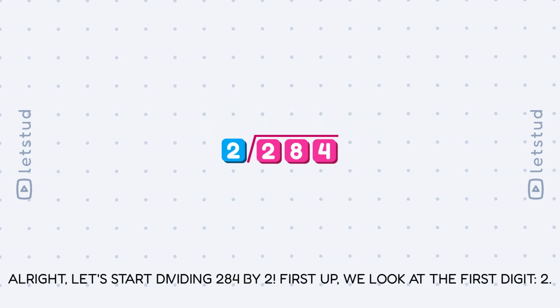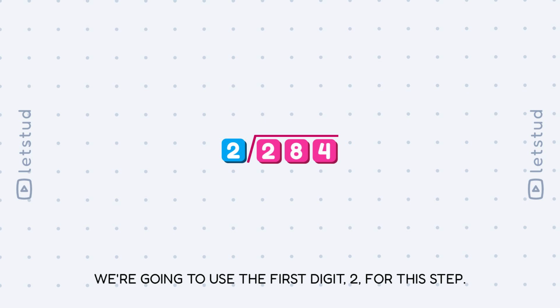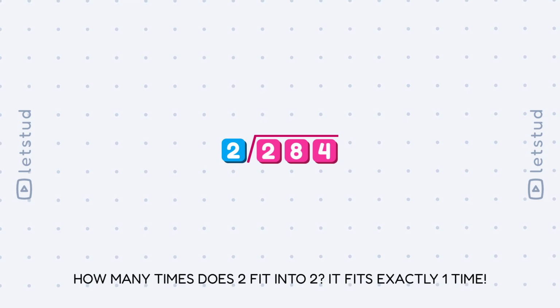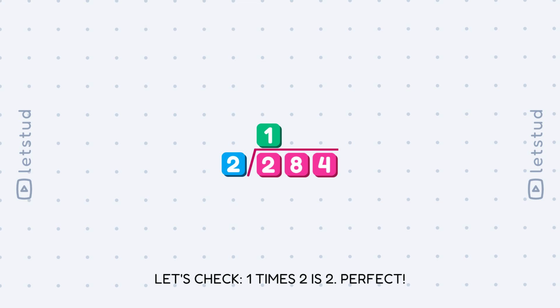Alright, let's start dividing 284 by 2. First up, we look at the first digit, 2. We're going to use the first digit 2 for this step. How many times does 2 fit into 2? It fits exactly 1 time. Let's check. 1 times 2 is 2, perfect.